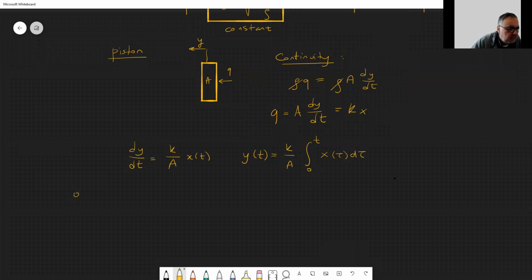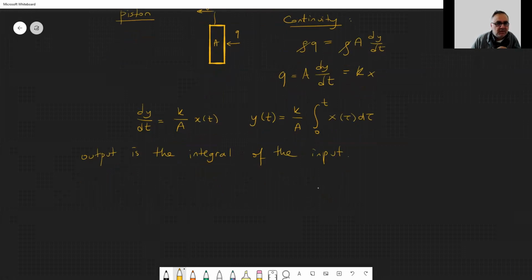So what do we see? The output is the integral of the input. As a matter of fact, if you want to find the transfer function, Y(s) is simply k over As times X(s). Now, what does it mean, the output to be the integral of the input? It means the following.